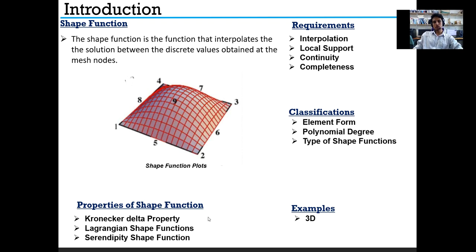So the properties of shape functions belong to the Kronecker delta property, which I will discuss briefly, Lagrangian shape functions, and serendipity shape functions. Also, in this video I will discuss the requirements: interpolation, local support, continuity, completeness, and compatibility. And there are also some classifications by element form, polynomial degree, and types of shape functions. At the end of the video, two 3D examples will be discussed and how we can solve them.